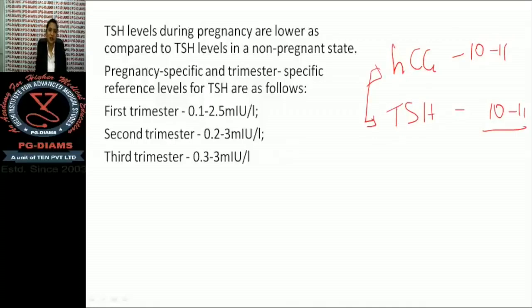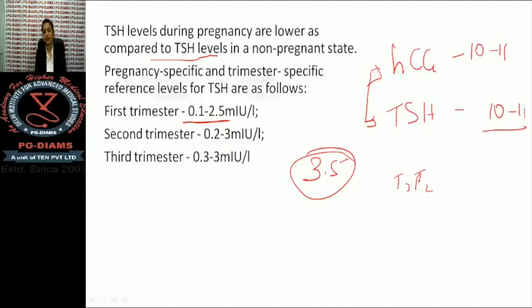TSH levels are lower compared to the non-pregnant state. Even the ranges have to be altered. The range of TSH in the first trimester is 0.1 to 2.5. If you have a patient in the first trimester who has a TSH of 3.5, and her T3, T4 are normal, you have to start her on thyroxine, because this is subclinical hypothyroidism in pregnancy. So the range of TSH in the first trimester is 0.1 to 2.5.